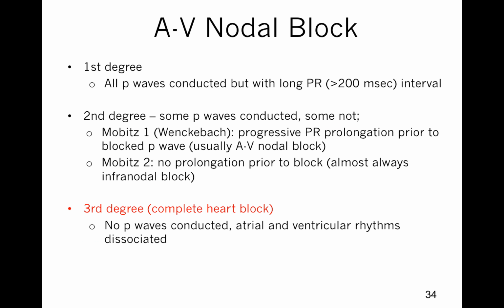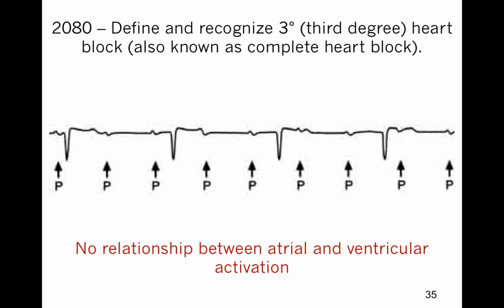Moving on to the third type of AV nodal block. So this is third degree AV block, which is also called complete heart block. In this case, none of the P waves conduct to the ventricles. The atria and the ventricles are completely dissociated, and there's no connection between the atria and the ventricle electrically.